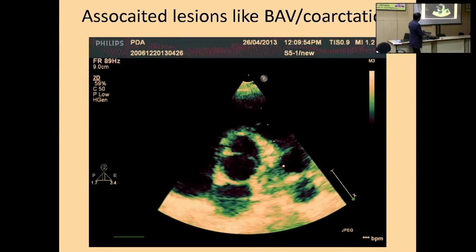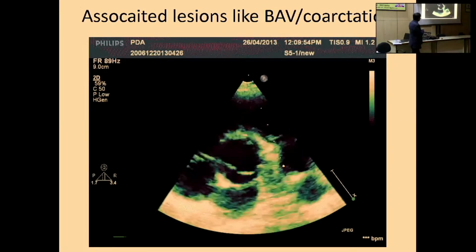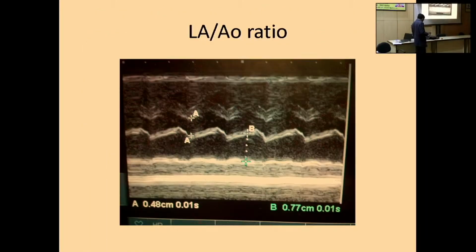This one is a bicuspid aortic valve. So with a PDA, you always look for the bicuspid aortic valve and coarctation also. LA aorta ratio, we have discussed in the previous lectures also. Now what is a significant PDA? LA aorta ratio more than 1.5 is called LA dilatation. But in preterm babies, it's a different criteria.